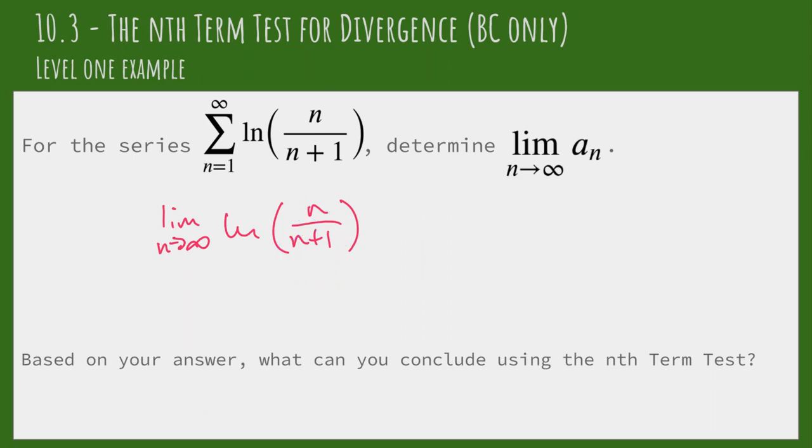So this is going to be approaching the natural log of 1. If you don't remember what the natural log of 1 is, it's okay. Let's say the natural log of 1 is some number k. If we rewrite this in exponential form, e to the k is going to have to equal 1. So e to what power is 1? That would be 0.